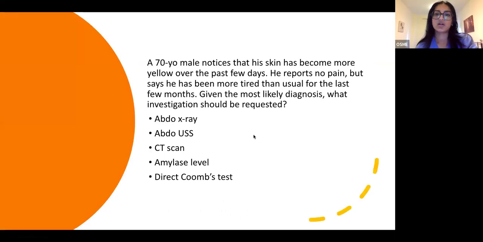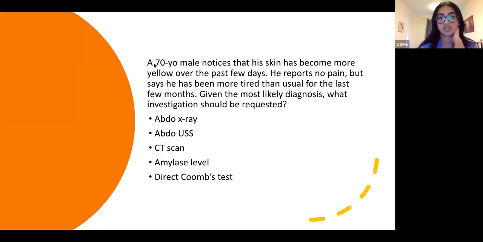Okay, another question. So a 70-year-old male notices that his skin has become more yellow over the last few days. He reports no pain, but says he has been more tired than usual for the last few months. Given the most likely diagnosis, what investigation should be requested?